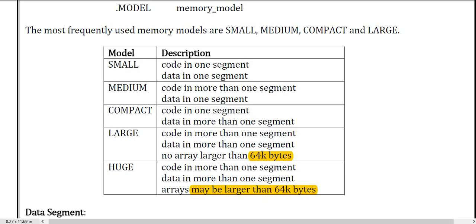But in medium we have code in more than one segment and data in one segment. Now in compact, we have code in one segment but data in more than one segment. In the large model we have code in more than one segment and data also in more than one segment, but no array is larger than 64 kilobytes. In the huge model, the code is in more than one segment and data is also in more than one segment, and an array may be larger than 64 kilobytes.